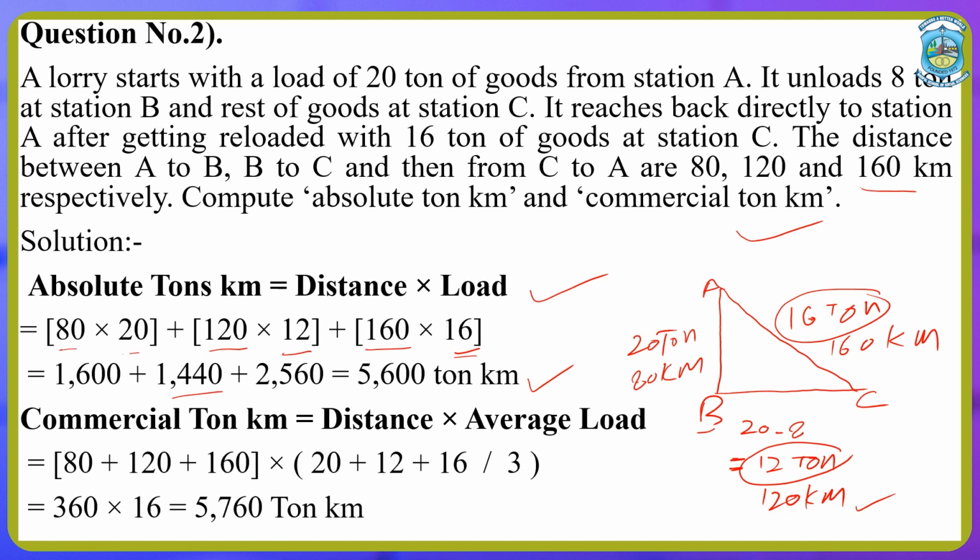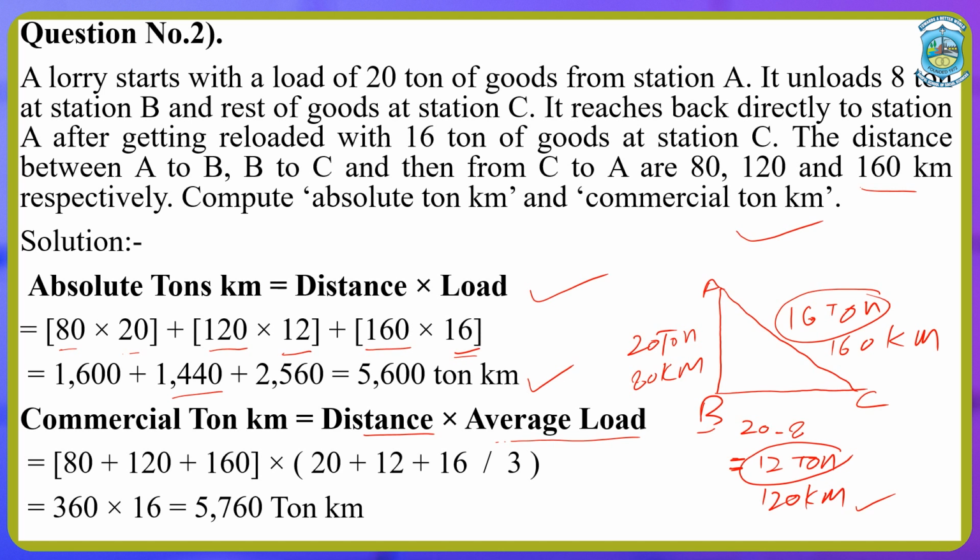Now, the second part of the question is the commercial ton kilometer, which we have to calculate. The formula is distance multiplied by the average load. Distance is what is covered by the vehicle, and average load means the total load carried by the vehicle, which we add and divide by 3, because there were 3 points where load was carried. So we calculate the average of this load and multiply it by the kilometers.